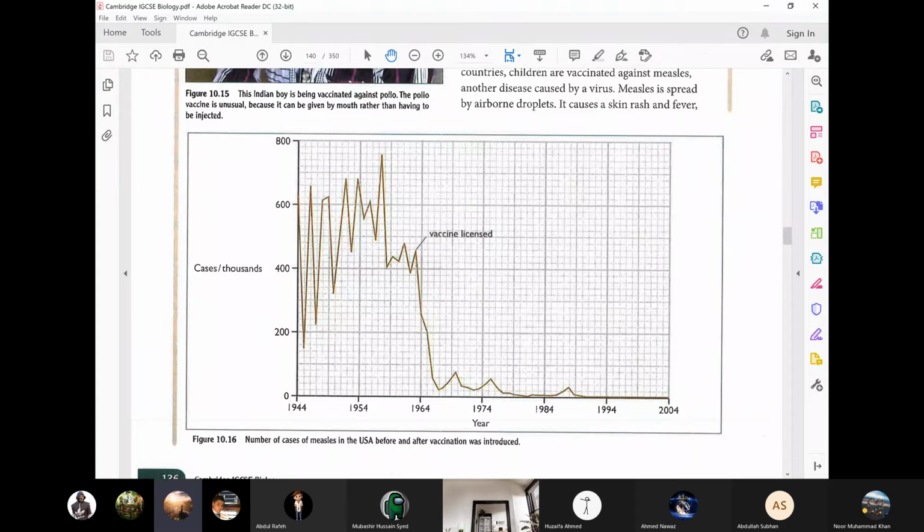Sir, because some people who get the disease become immune to it. Very good answer. Excellent. When people become sick with measles, they become immune, right? This is one reason. And if the pathogen enters their body again, they will not pass on that pathogen to any other person.